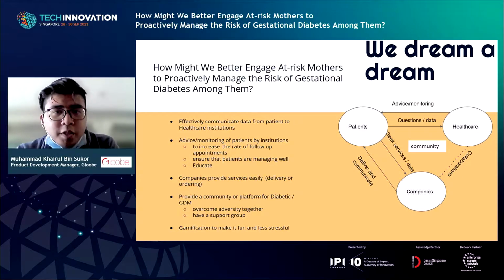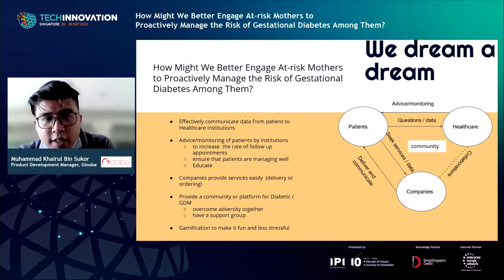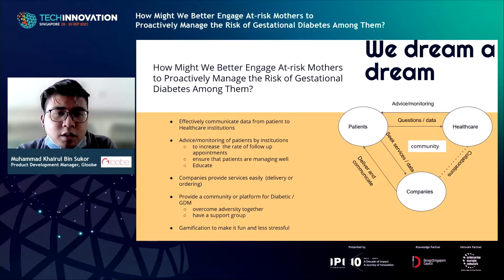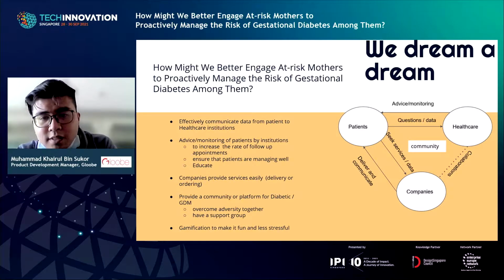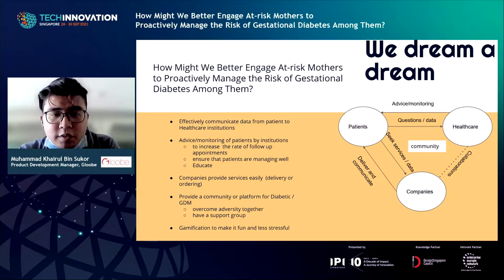So the dream that we have is to create a platform that allows patients to communicate data effectively to healthcare workers, and allows healthcare workers to educate and also to manage the patient well. And how do companies play a part in it? It is to provide the services, and for patients to actually seek the services that they need from companies within the integrated platform.